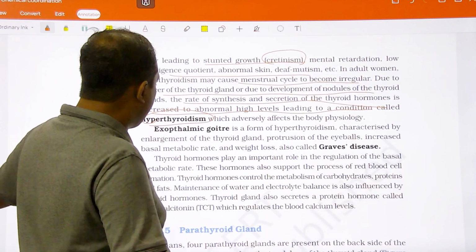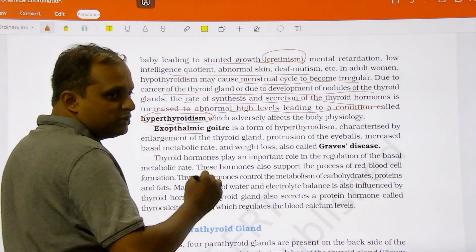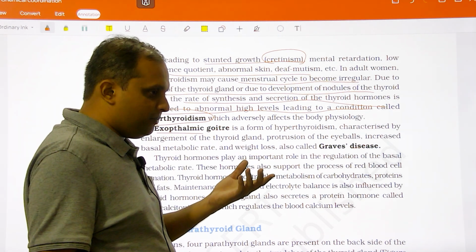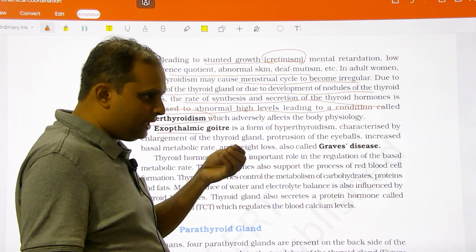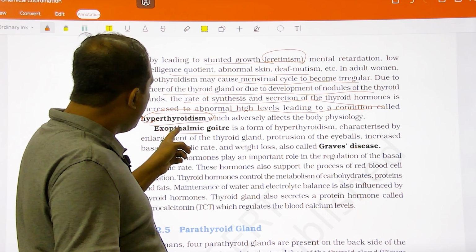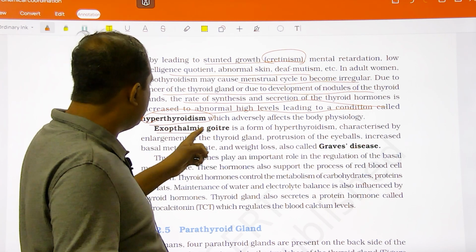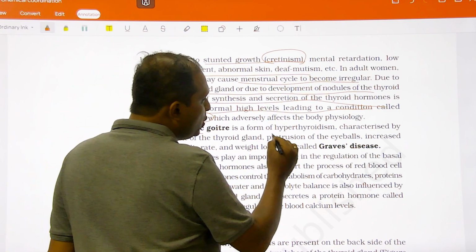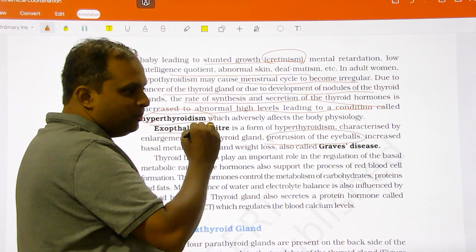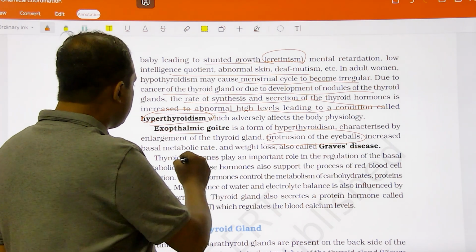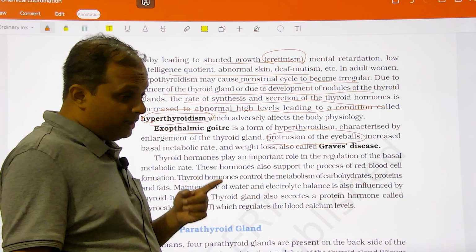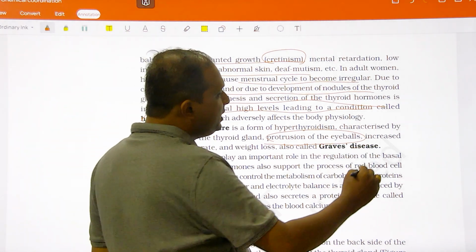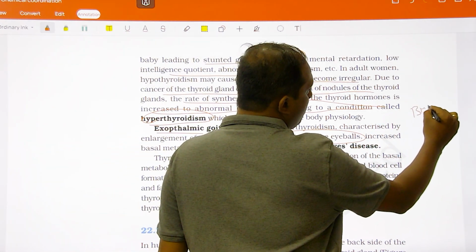And you also see the word ophthalmic. What is ophthalmic? Eye. Ophthalmology, what is ophthalmology? Eye. Like pediatric medicine, ophthalmology means eye. So exophthalmic goiter is a form of hyperthyroidism characterized by enlargement of the thyroid gland and protrusion of the eyeball. It also brings increased basal metabolic rate, because one of the important functions of thyroid is maintaining BMR, basal metabolic rate.